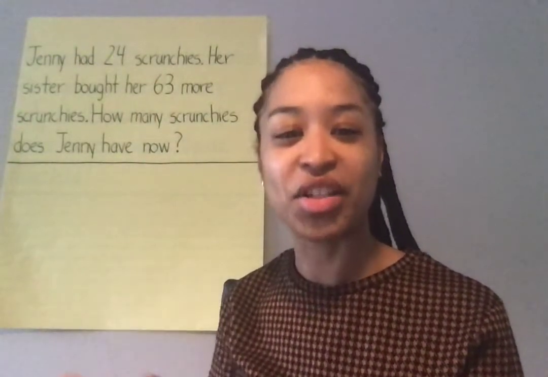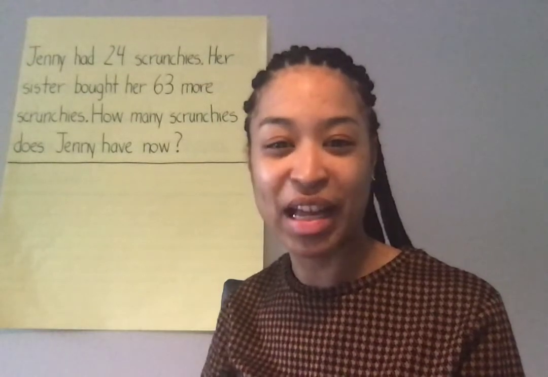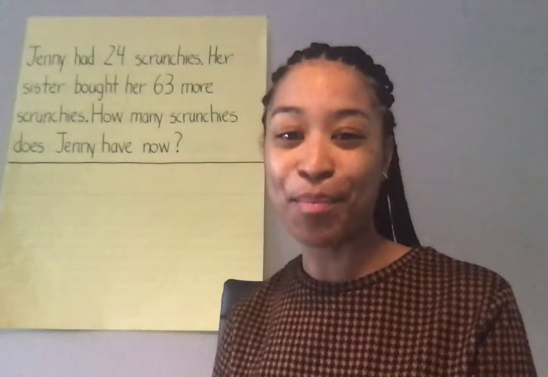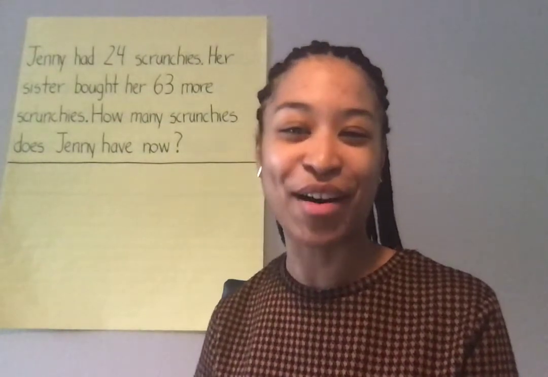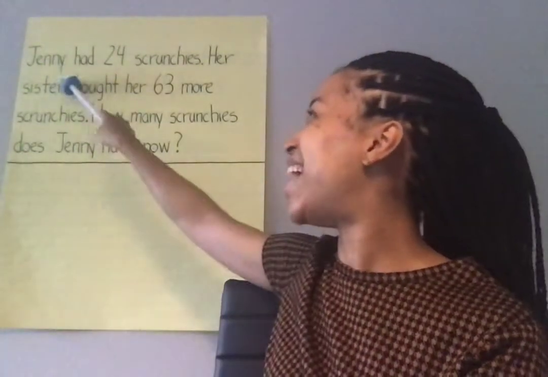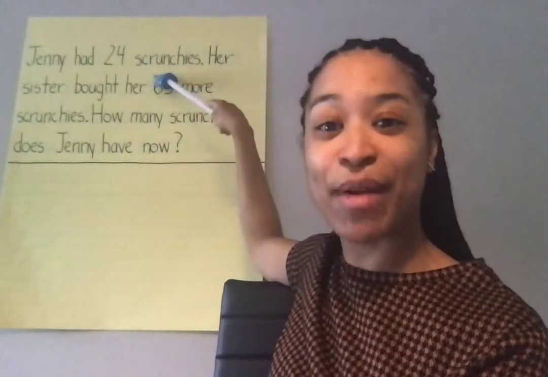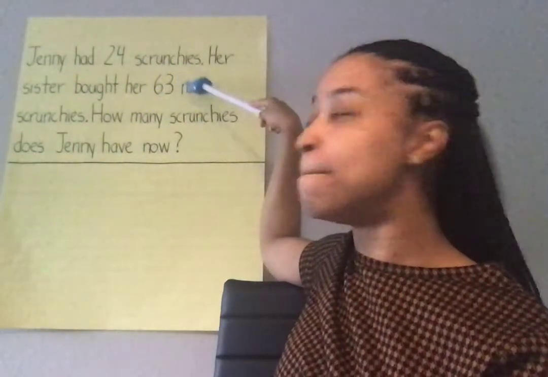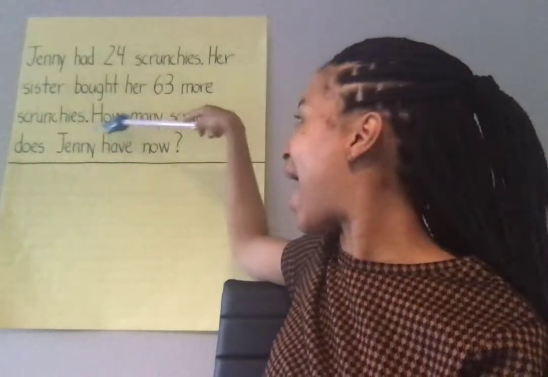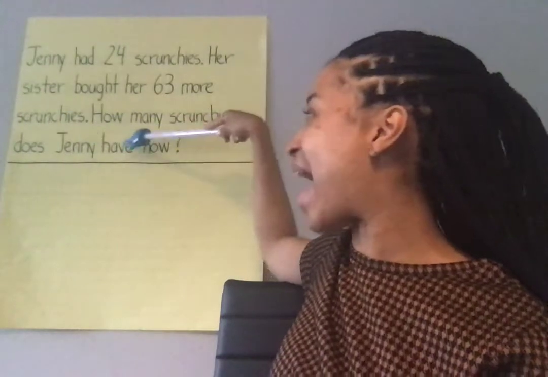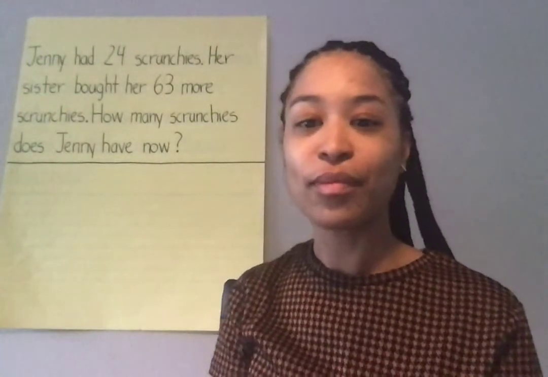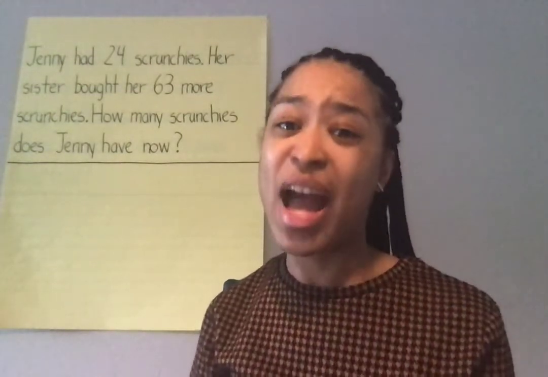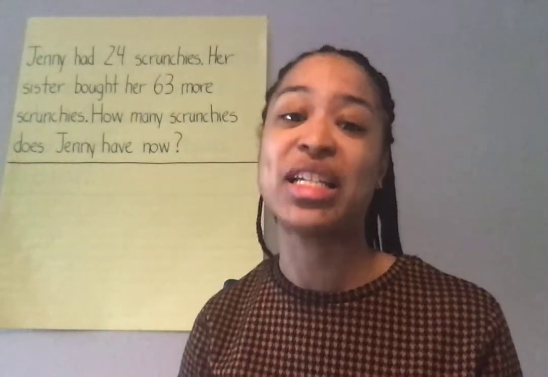I'm starting to understand what I might have to do to solve. I'm going to read it just one more time. After I read, we'll mark it up together and then we'll solve. Here we go. Jenny had 24 scrunchies. Her sister bought her 63 more scrunchies. How many scrunchies does Jenny have now? So Jenny had a certain number of scrunchies, and then her sister got her some more, and now we want to find out how many she has now.